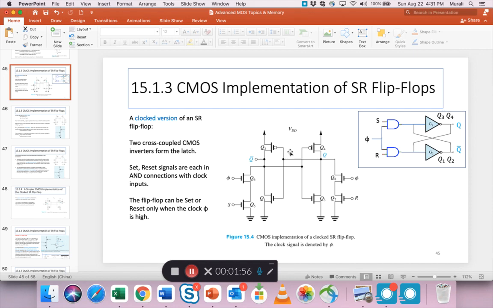So this form of the clocked version of an SR flip-flop is what we are trying to implement. Again, there are two inverters here, as I've talked about already. Q1, Q2 is one inverter, Q3, Q4 makes another inverter. Similarly, Q5, Q6 makes this AND gate on the set line, and Q7, Q8 makes this AND gate on the reset line. We said both the clock has to be high, obviously, and the set has to be high for a change to happen.